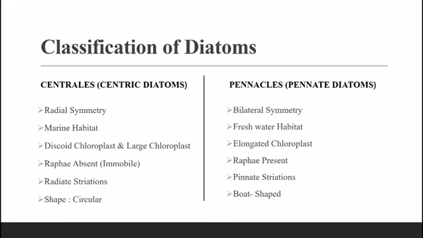However, pennales are the diatoms which have bilateral symmetry. They are mostly found in freshwater habitat. They have elongated chloroplast and raphe is present, and they are mostly mobile in nature. And as the name suggests, they have pinnate striations in the frustule, and they are mostly boat shaped.